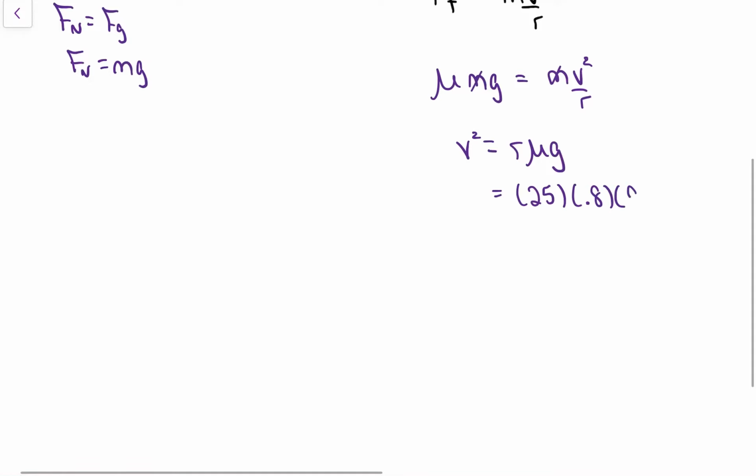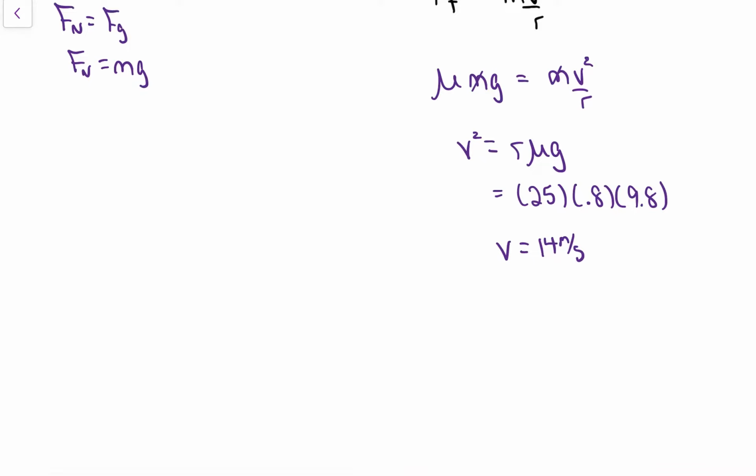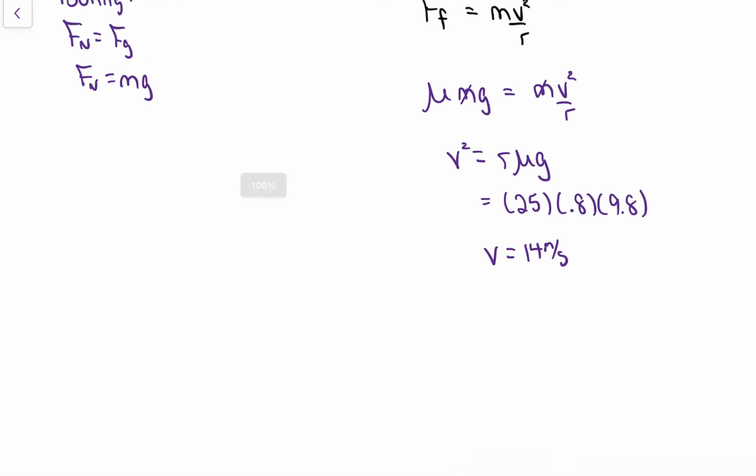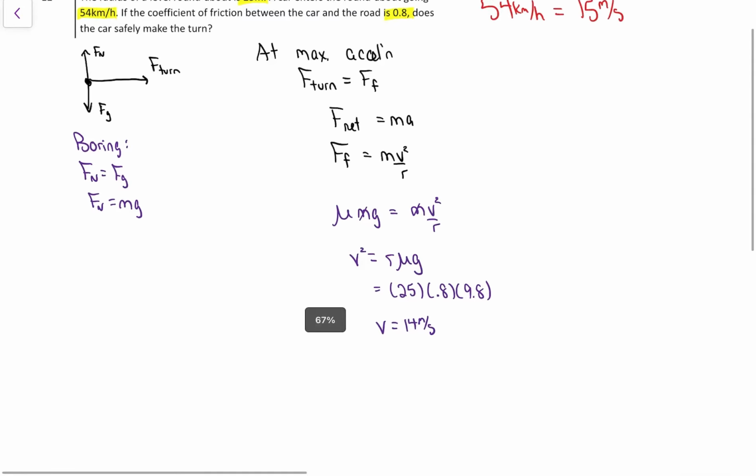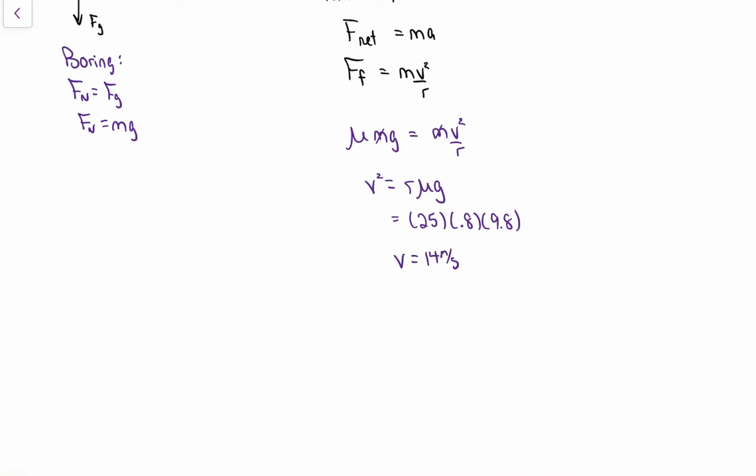So if we plug in an r of 25, a coefficient of 0.8, and then g of 9.8, doing the math on that, I get that the car could go 14 meters per second. That's the maximum that the car can go. With a friction of 0.8, that's as much as friction can handle. In the question, it said the car was going 54 kilometers per hour. Doing the conversion on that, the magic number is 3.6. We've got to divide. That converts to 15.